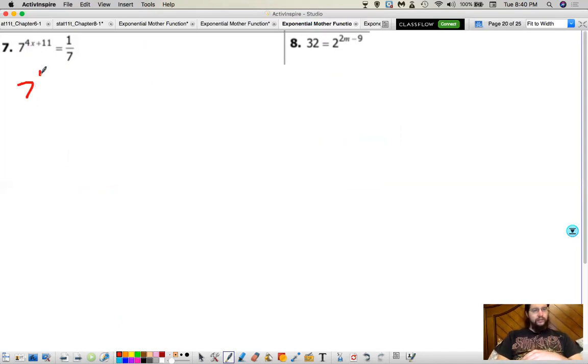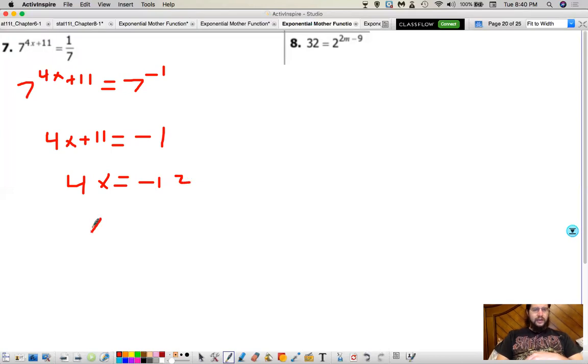So this is 7 to the 4x plus 11 equals 7 to the -1. If I raise 1/7 to the -1, that reciprocates. That's going to be 7. 4x plus 11 equals -1. 4x is -12. X is -3. So after we get this part down, it's real simple stuff.